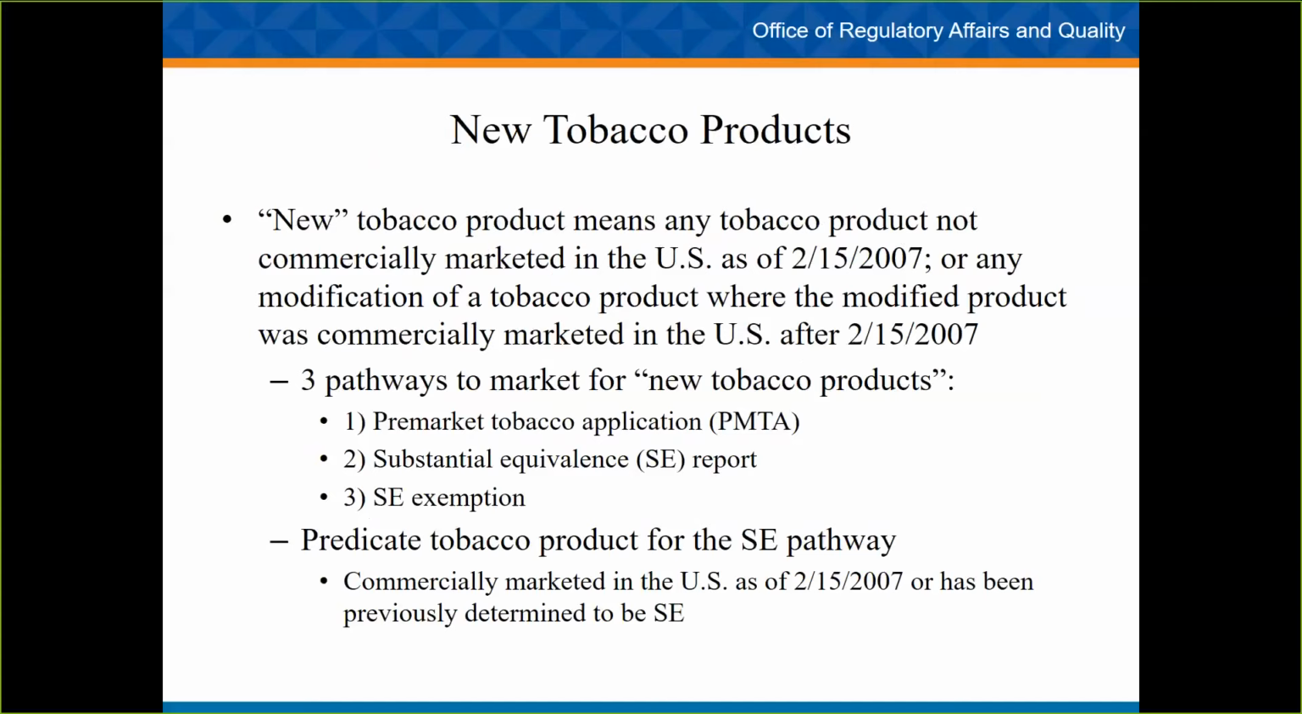Okay, so if you have a new tobacco product, that means something that was not commercially available prior to 2007, or if you've modified something that was available prior to 2007. Those would be new or investigational. There's three pathways to market a new tobacco product. Either a pre-market tobacco application, a substantial equivalence report, or a substantial equivalence exemption. This would be for a really minor modification to a tobacco product. And a predicate tobacco product for a substantial equivalence pathway is something that was either commercially marketed as of 2007, or if it's been previously determined to be substantially equivalent.